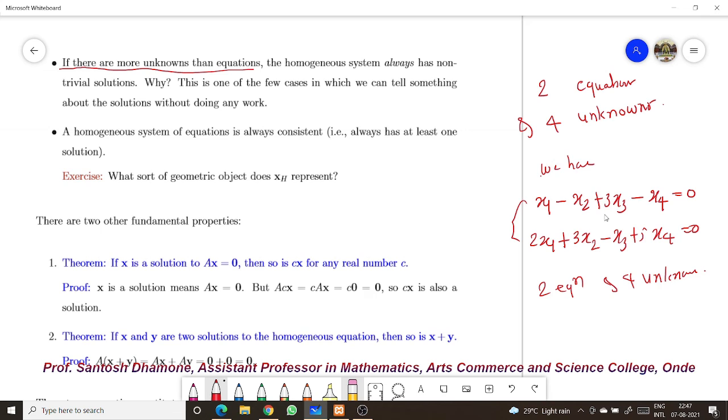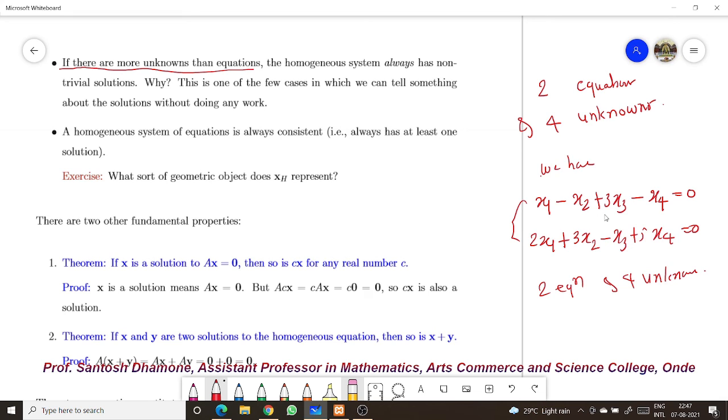There are two other fundamental properties. Theorem: if x is a solution to the homogeneous system of equations Ax = 0, then so is c times x for any real number c. That is, if you multiply this x by any number, we get another solution of our homogeneous system.